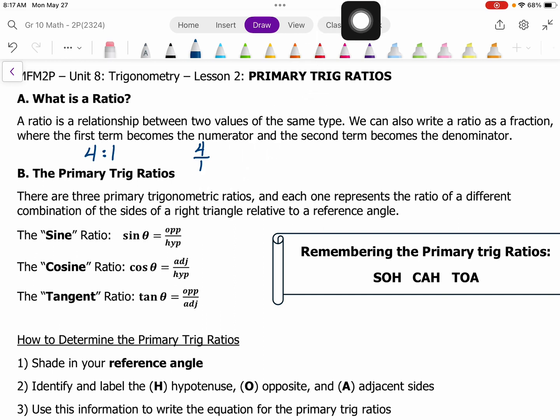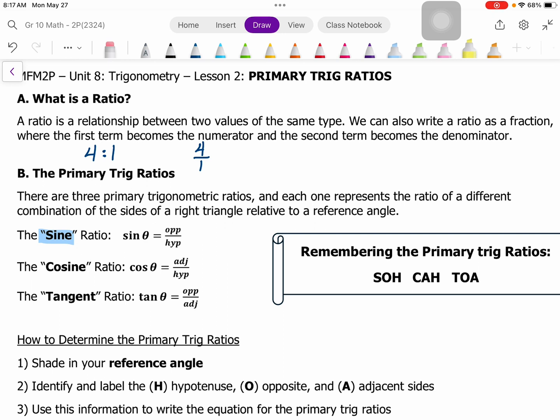For our primary trig ratios, that is what we're going to do. We're going to write our ratios as fractions. There are 3 different primary trig ratios, and each one represents a different ratio based on the sides of a right triangle. Each ratio has 2 of the 3 sides. The sine ratio is a ratio between the opposite and hypotenuse sides. If you recall, in the last lesson, we learned that the hypotenuse is always the longest side in a triangle, and the opposite and adjacent depend on which angle we are talking about.